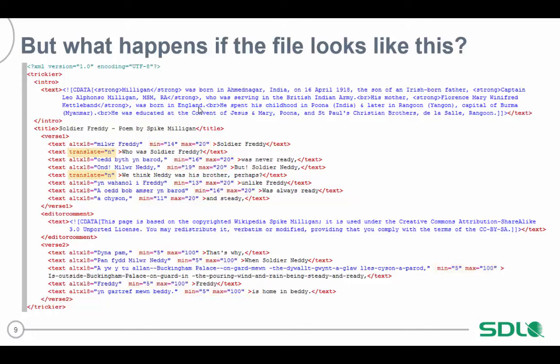Or translate yes or no attribute. So if everything was a text attribute, these two, for example, it says translate no. So how would you extract from the text element only the text where there was not a translate no attribute? All tricky things that are very common within XML files, and translators and project managers have to be able to deal with them.